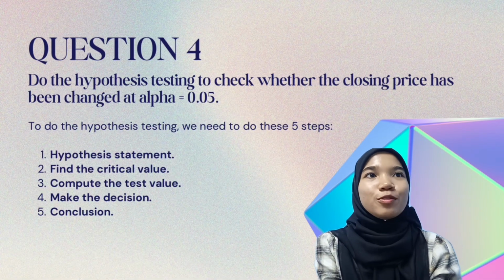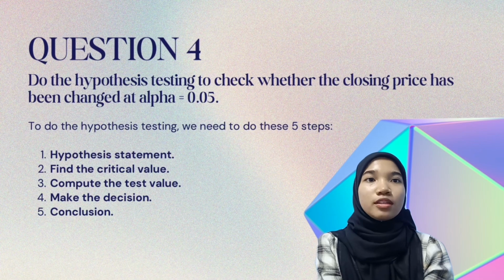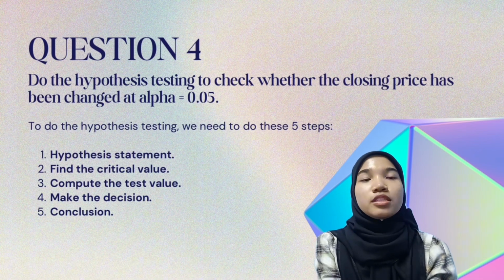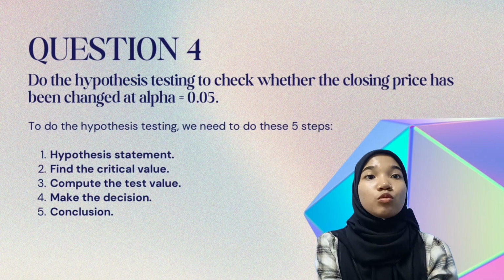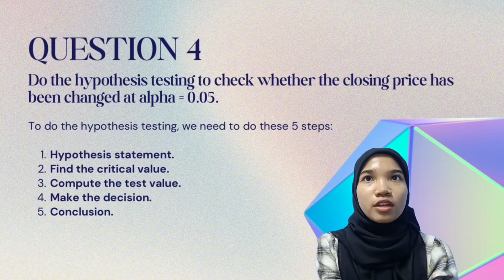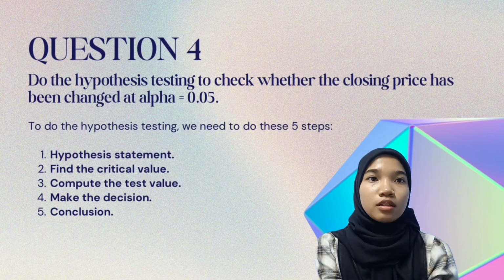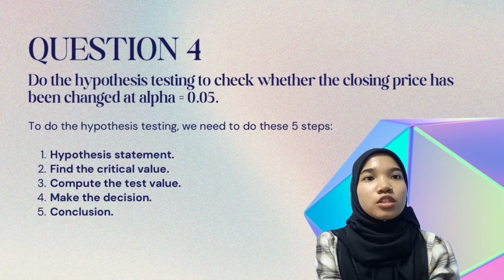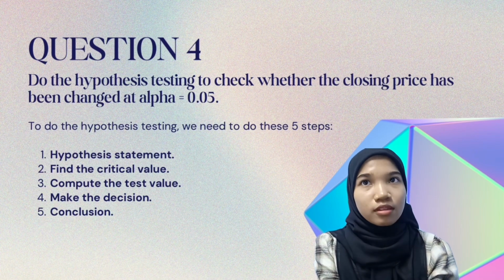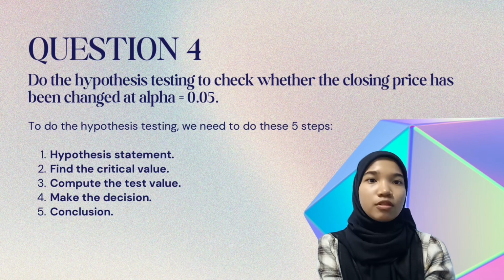So for question 4, do the hypothesis testing to check whether the closing price has changed at alpha 0.05. To do the hypothesis testing, we need to do these 5 steps. First, we state our hypothesis. Next, we find the critical values. Then we compute the test statistic. After that, we make a decision to reject or not reject the null hypothesis. Finally, we conclude based on the results.